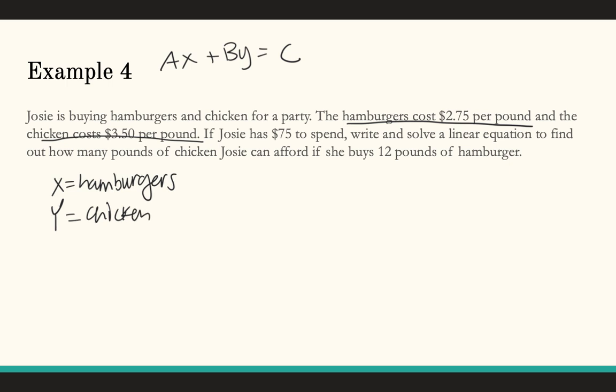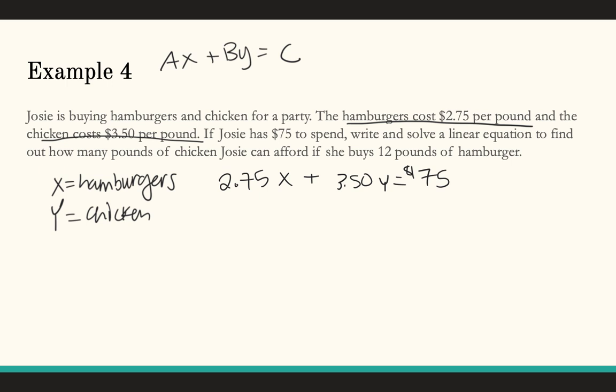So when I'm doing my equation, I'm going to attach the cost per pound of hamburger to the x. So 2.75x. And her cost per pound of chicken, 3.50, to the y. And what she has to spend is $75. So we've just written a linear equation. It is okay that there are decimals in this standard form equation. I'm not going to require you in this instance to make sure that there are no decimals because you don't need to. We can solve the problem just fine without doing that.